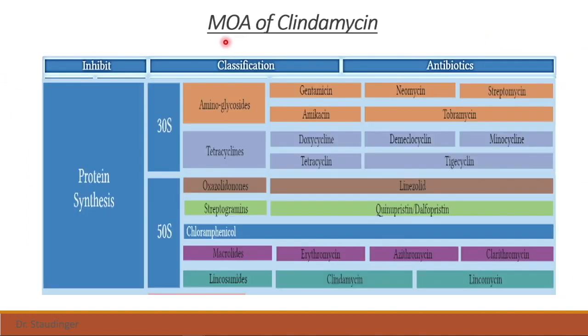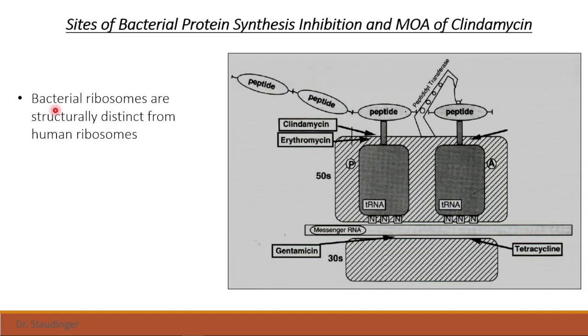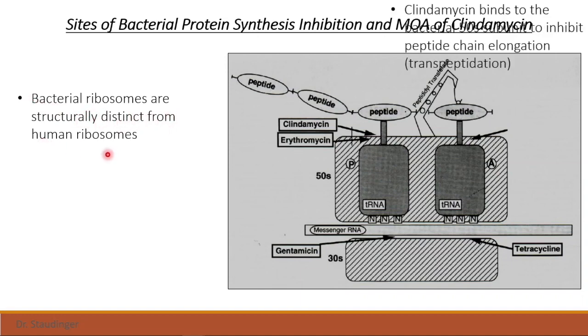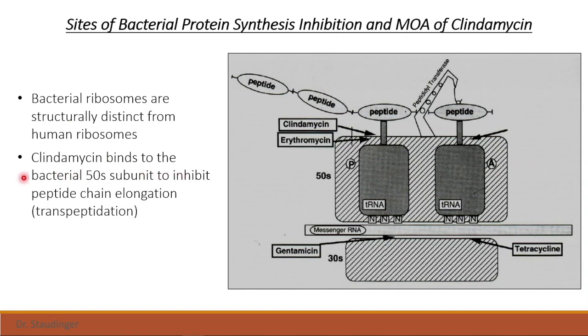To more broadly review the mechanism of action of clindamycin, clindamycin is a lincosamide that inhibits protein synthesis by binding to the 50S ribosomal subunit of bacteria. This strategy of antibiotic function works because bacterial ribosomes are structurally distinct from human ribosomes. Clindamycin, again, binds to the bacterial 50S subunit to inhibit peptide chain elongation, also known as transpeptidation. And you can see that in the figure here. Clindamycin, as well as erythromycin, bind to and inhibit the 50S ribosomal subunit, whereas gentamicin and tetracycline bind to and inhibit the 30S ribosomal subunit.